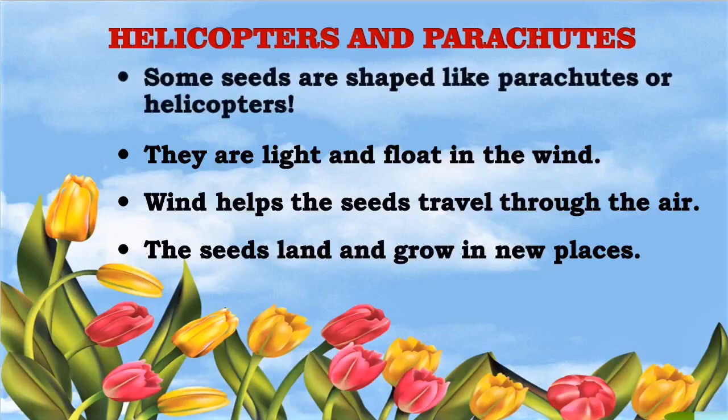Some seeds are shaped like parachutes or helicopters. They are light and float in the wind. Wind helps the seeds travel through the air. The seeds land and grow in new places.